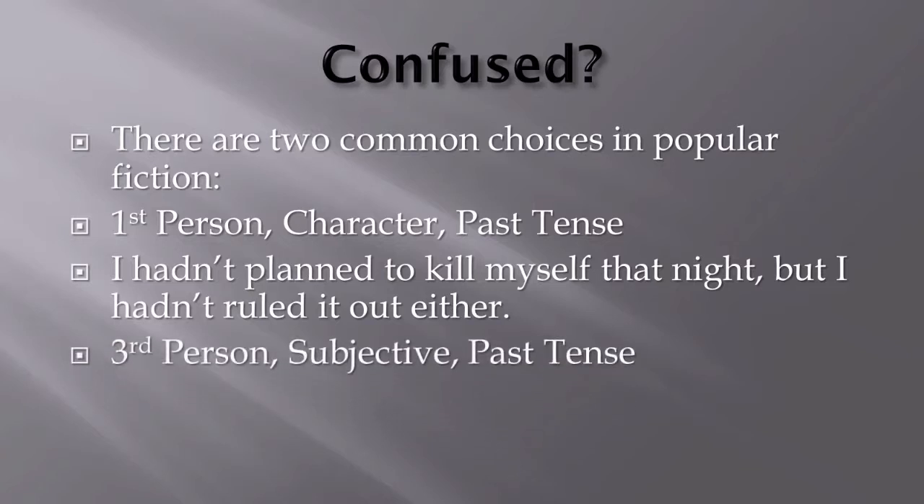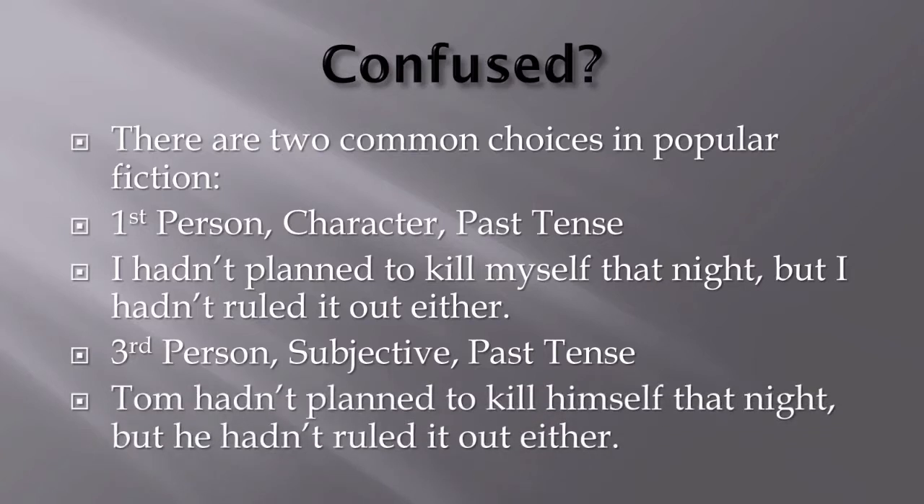Next, the second popular choice is third person subjective past tense. Here, Tom hadn't planned to kill himself that night, but he hadn't ruled it out either. Here you're talking about a third person externally, and you're getting into his thoughts. You're being subjective about it, and you're writing in past tense. So if all of these slides have confused you, we've just simplified it down to these are the most common. I would suggest choosing first person character past tense or third person subjective past tense. Go back and review the slides if you're not quite sure what that means.